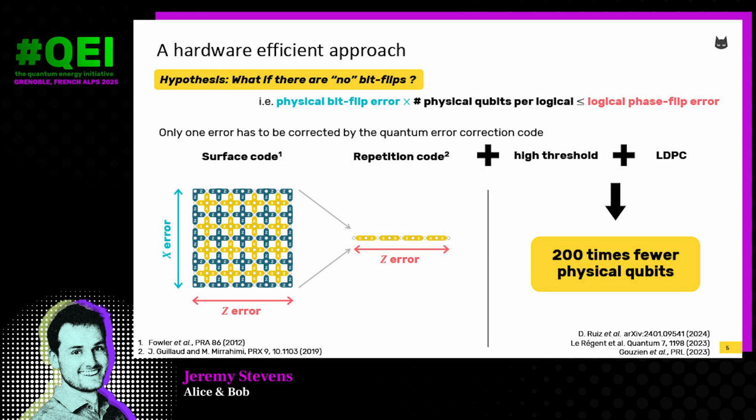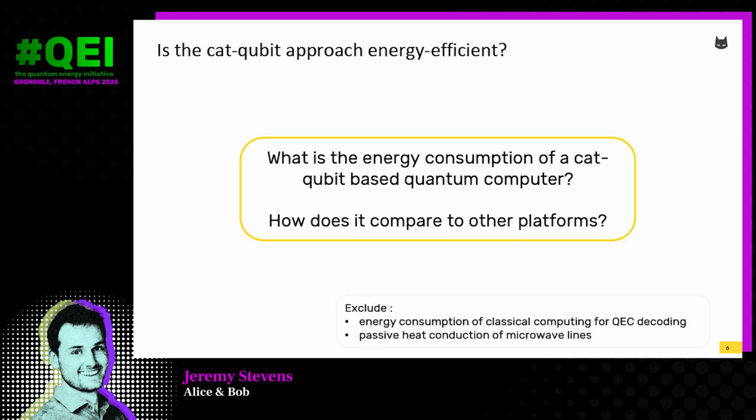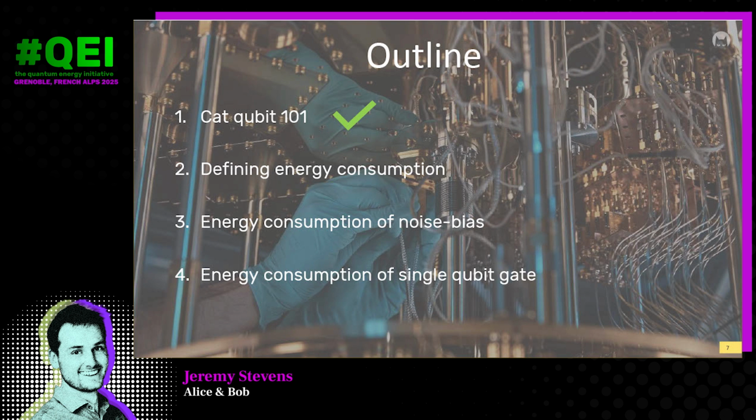But at the Quantum Energy Initiative workshop, what we're interested in is the energy consumption. So is it actually more energy efficient to work with cat-qubits? And how does it compare to other platforms? I'm not going to answer these questions today because they're quite difficult, but I'll start giving you some elements of answers throughout the presentation. And so you've already followed a cat-qubit 101 course. Congratulations. You've all graduated.